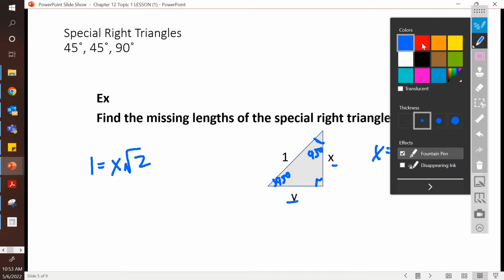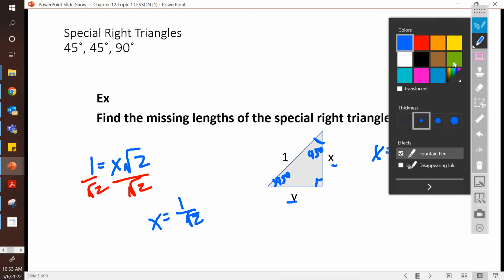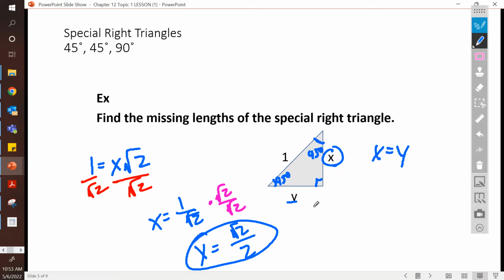We can solve this for a variable x by dividing by the square root of 2. And we get x is equal to 1 over the square root of 2. Now you can't leave radicals in the denominator, so this is a very simple fix. Multiply both the top and the bottom by the square root of 2. What this does is it squares the square root of 2 on the bottom, which becomes just a regular 2, and then the numerator is now the square root of 2. So this is our missing side length, x. It's also the other side length, y, because in a 45, 45, 90, the leg lengths are the same.